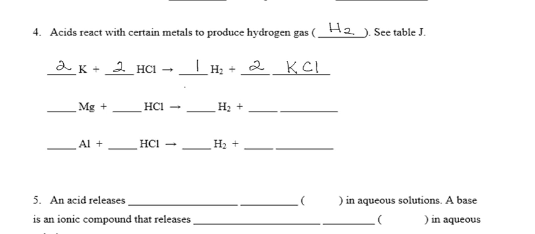Magnesium reacts with HCl, bumps out H2. Magnesium bonds with chlorine. Mg is +2, chlorine is -1. So we form MgCl2. 2 chlorines, put a 2 in front, gives me 2 H's. Mg and Mg, so we have a balanced equation.